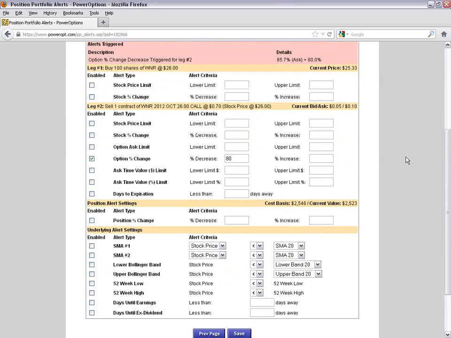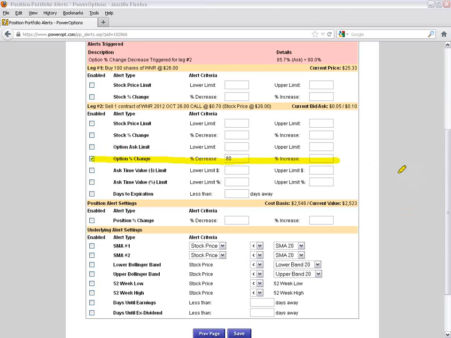Now, a default alert that we here at PowerOptions set for any position where you're selling premium, whether it be part of a bull put credit spread, part of a calendar spread, or part of a covered call, the short call in the collar, the short call maybe in a married put position using income method number 1, for example, we have a default alert set in those positions for an option decrease of 80%.